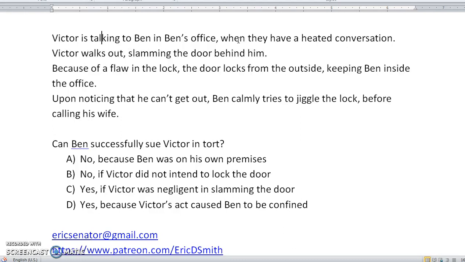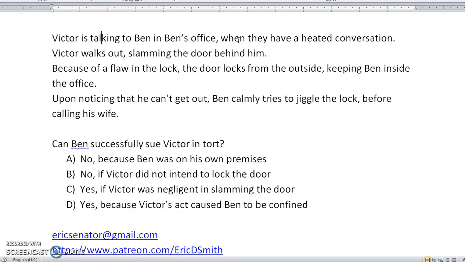Victor walks out, slamming the door behind him. Because of a flaw in the lock, the door locks from the outside, keeping Ben inside the office. Upon noticing that he can't get out, Ben calmly tries to jiggle the lock before calling his wife. The question: can Ben successfully sue Victor in tort?